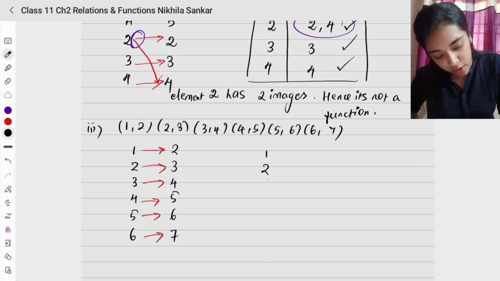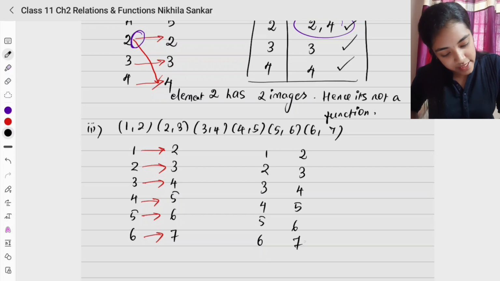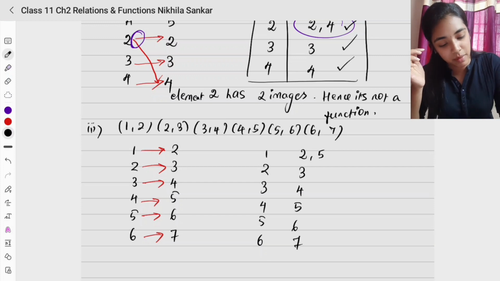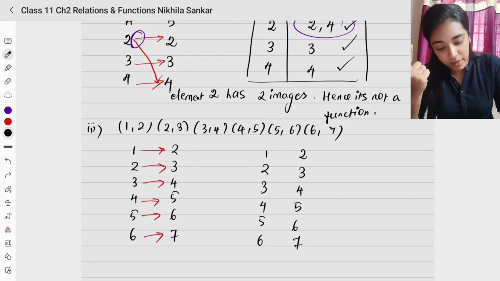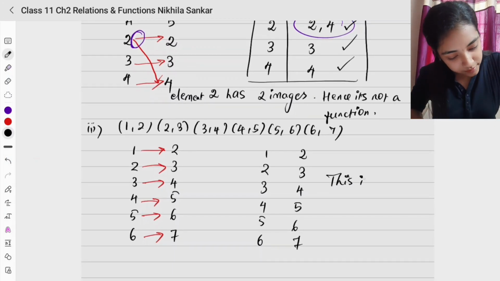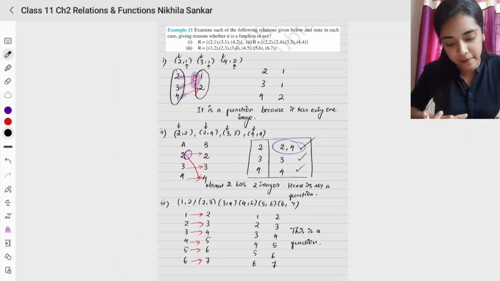Tabular column, it is the same thing. For 1 it is going to be 2, for 2 it is going to be 3, 3 is going to be 4, 4 to 5, 5 to 6, 6 to 7. So I see that there is no repetition, so there is only one image, which means this is a function. Okay, please copy.